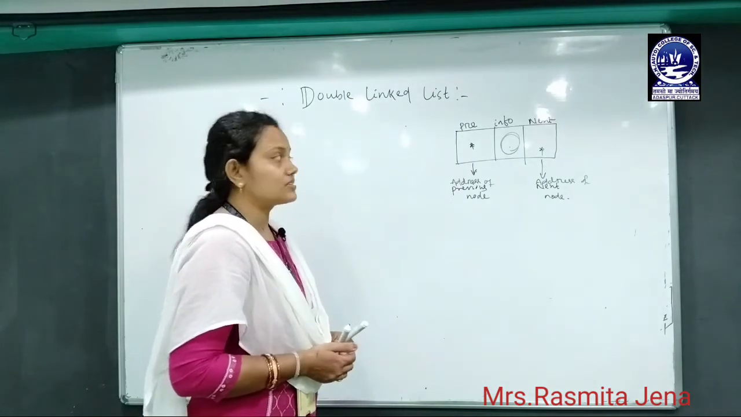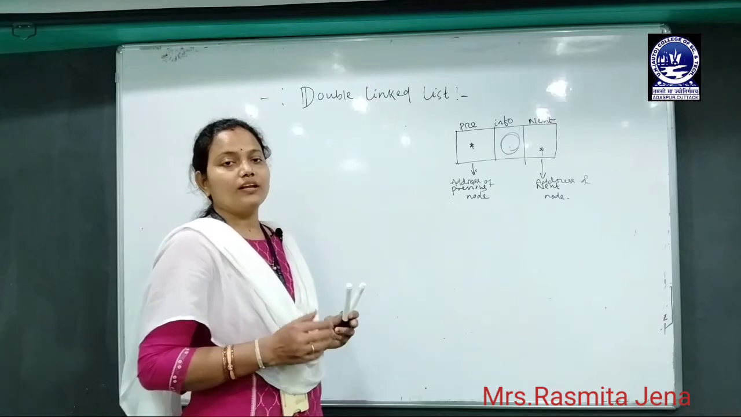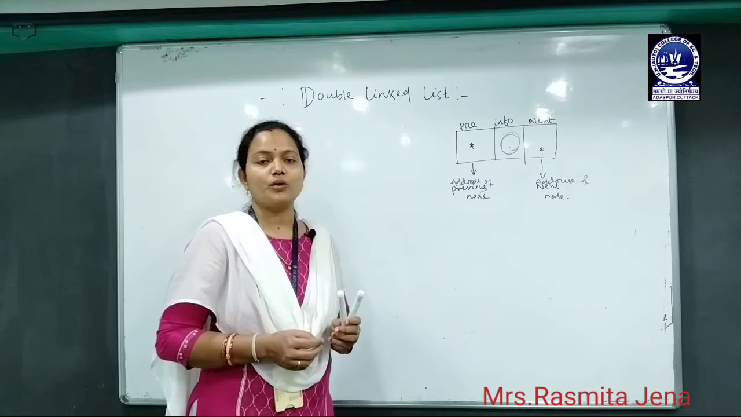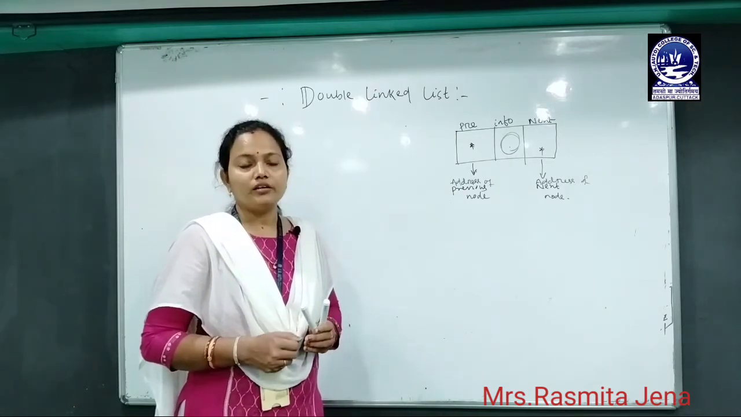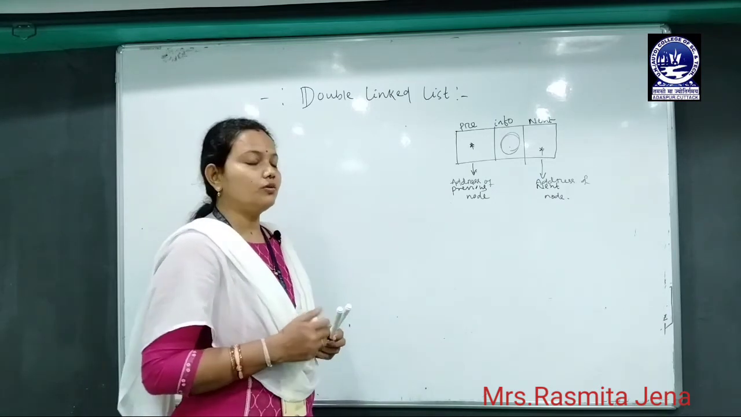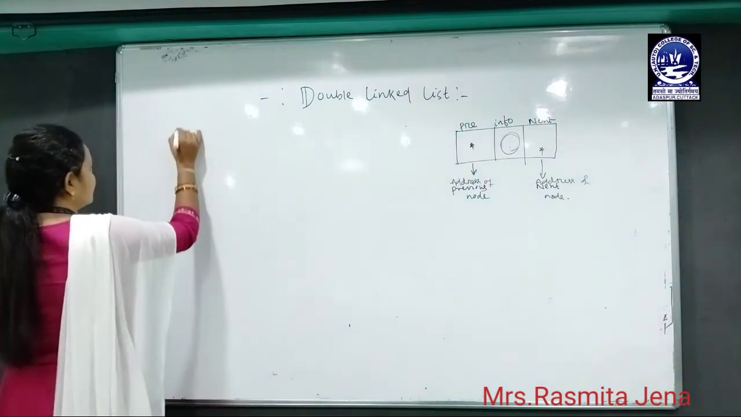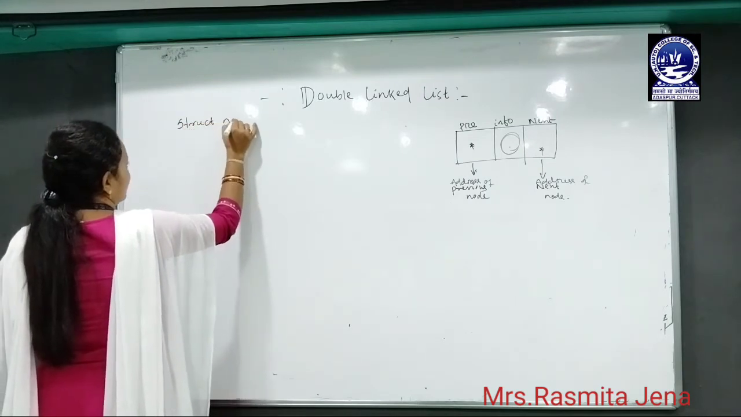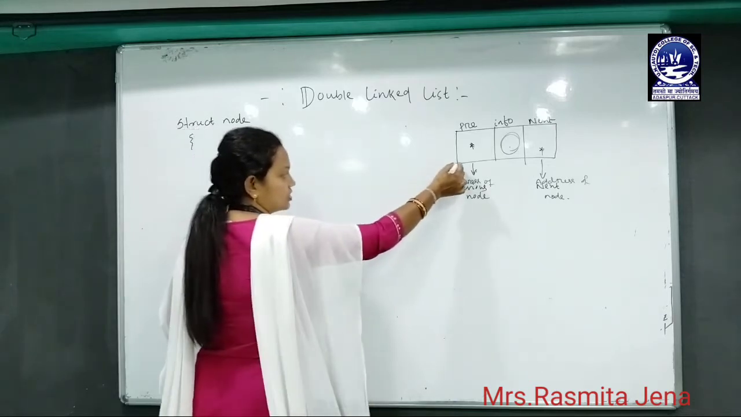In a single linked list, how can we declare the structure of the node? We declare one integer which holds the information part of the node and another struct node type pointer which holds the address of the next node. But in a double linked list, what will be the structure declaration for the node? The structure declaration is struct node. Okay, you can see this is the structure of the double linked list.